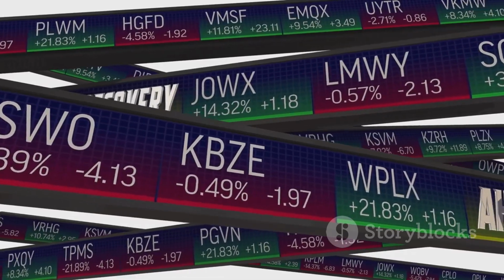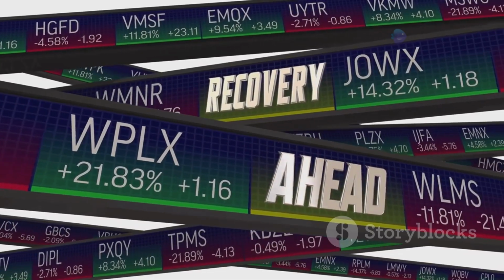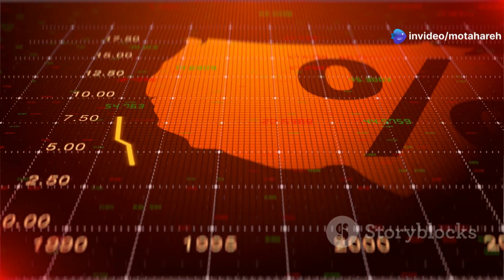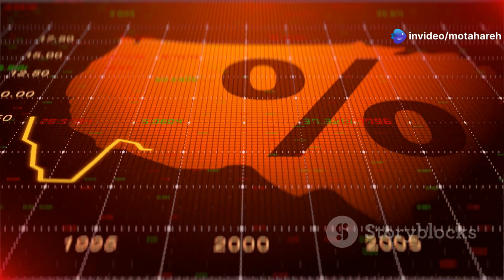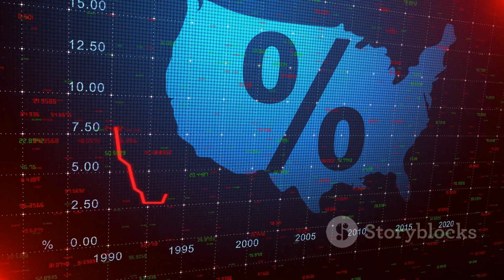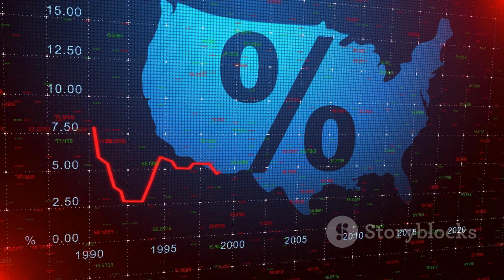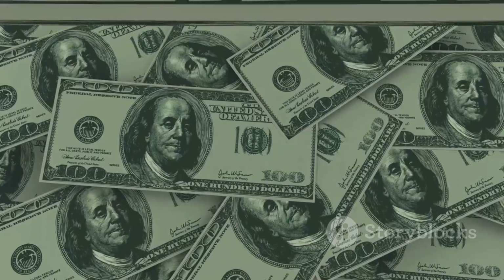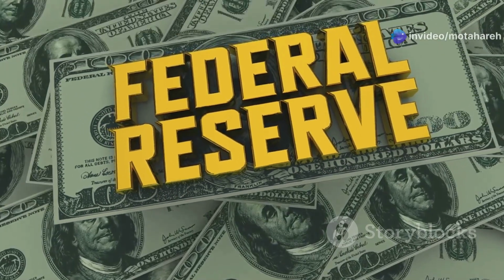Jerome Powell assumed the chairmanship of the Federal Reserve in February 2018. He inherited an economy recovering from the 2008 financial crisis. Interest rates were at historic lows, and the Fed's balance sheet had ballooned due to quantitative easing. Early in his term, Powell continued gradual interest rate normalization to prevent the economy from overheating. He also oversaw the unwinding of the Fed's balance sheet.